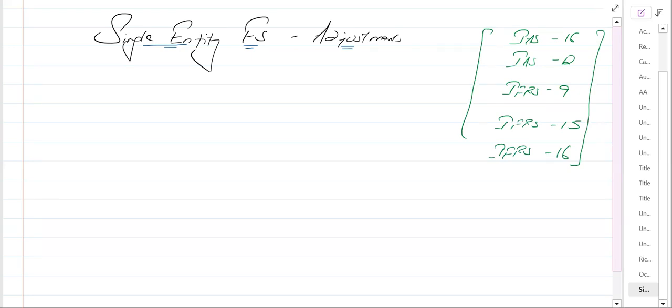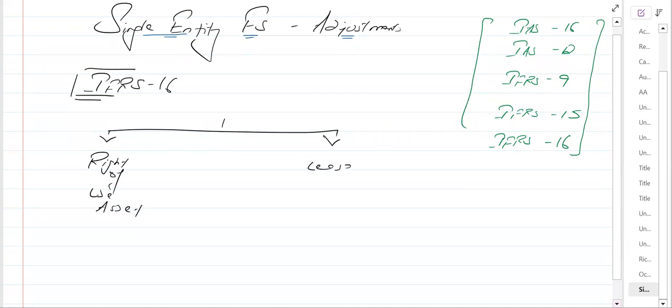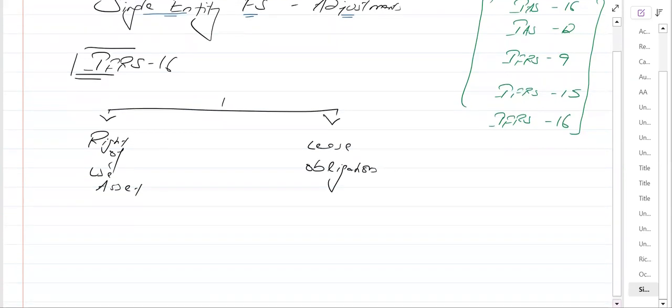Now I'm going to start with the lease, IFRS 16, and I'm not going into the detail of IFRS 16. I'll just talk about the workings. So IFRS 16, we have two things. First of all, you have the right of use asset, and then you have the lease obligations. So you have the right of use asset, and then you have the lease obligation.